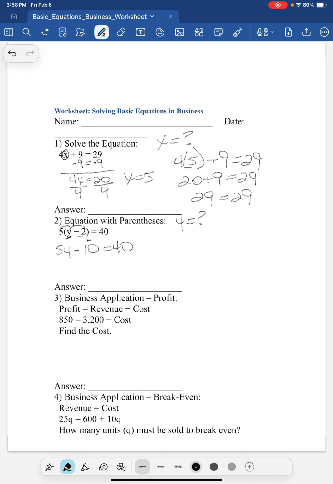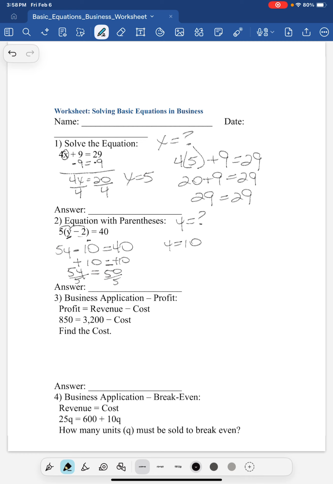But you need to get rid of this 10. So since it's subtracted here, you're going to add it to both sides. Because if you add it to one side, you have to add it to both sides. That's true every time. So now you have 5y equals 50. So again, you're going to have to divide. That's the opposite of the multiplication. And you end up with y equals 10.